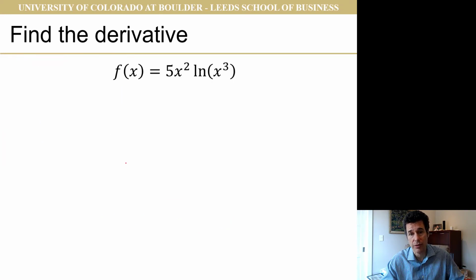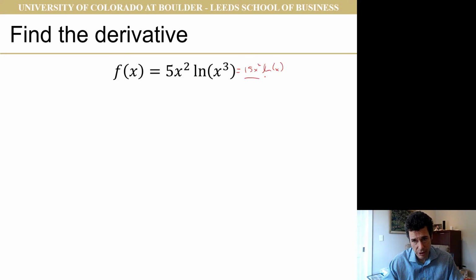All right, some more functions. 5x squared natural log of x cubed. So I think I need to do some work first. This natural log of x cubed, I don't know how to take the derivative of that, but I have to take the 3 out. So we bring the 3 down. 5 times 3 is 15. 15 x squared natural log of x.